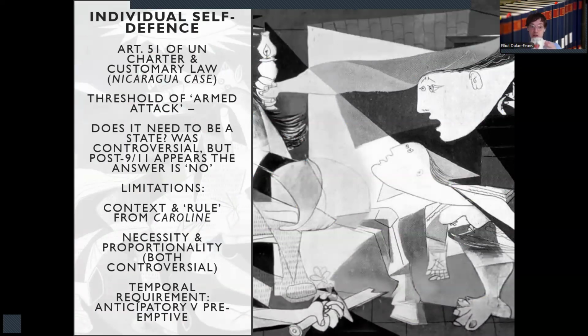Now, looking at self-defense. The source of the right of self-defense is contained within Article 51 of the UN Charter. And quoting it here, it says, nothing in the present Charter shall impair the inherent right of individual or collective self-defense if an armed attack occurs against a member of the United Nations until the Security Council has taken measures necessary to maintain international peace and security. Measures taken by members in the exercise of this right of self-defense shall be immediately reported to the Security Council and shall not in any way affect the authority and responsibility of the Security Council under the present Charter to take at any time such action as it deems necessary in order to maintain or restore international peace or security.